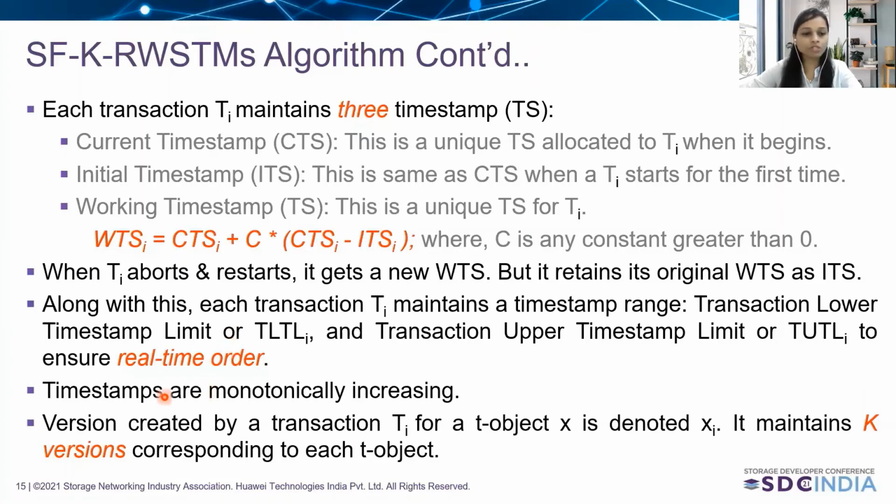And here the timestamps are monotonically increasing, and the version created by a transaction Ti for a T-object X is denoted as Xi. And as we know, it's a bounded version. So in this algorithm, we maintain K versions corresponding to each T-object.